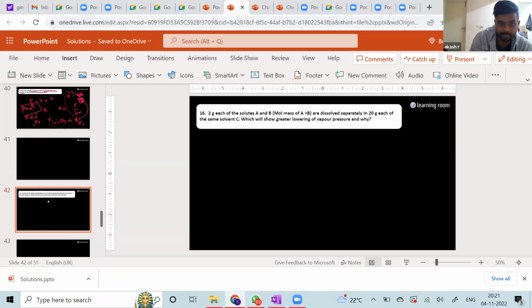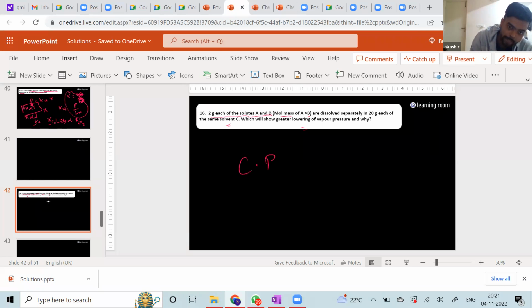Okay. 2 grams each of solutes A and B, with molecular mass of A greater than the molecular mass of B, are dissolved separately in 20 grams of solvent C. Which will show a greater lowering of vapor pressure and why? Not only this, I am going to give you one thing very, very important.